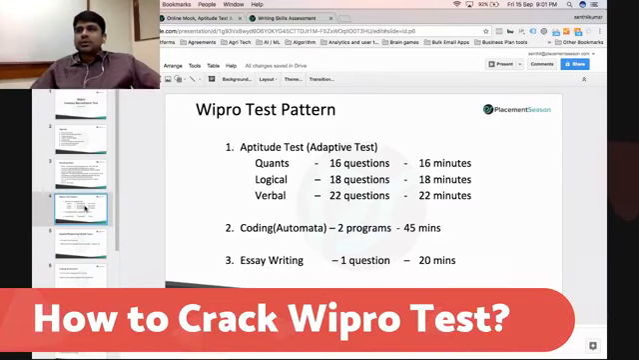Right. So you have 16 questions and 16 minutes. Make sure that you get at least 2 sets of 5 to 6 questions correct in the quantitative section, so that you can easily clear the cutoff. That means out of 16, you should get 10 to 12 questions correct, but at least 5 to 6 questions continuously correct in 2 sets.